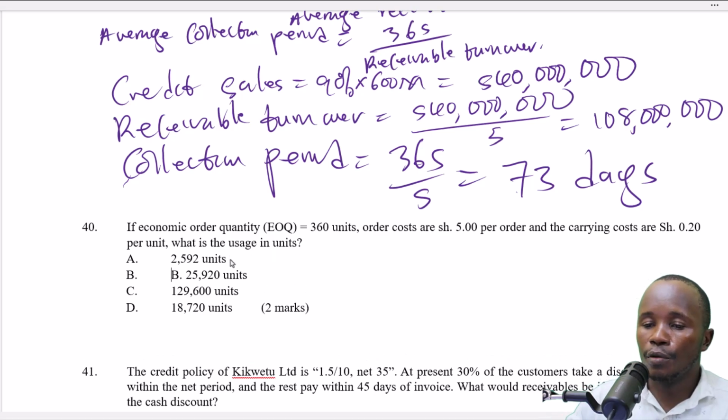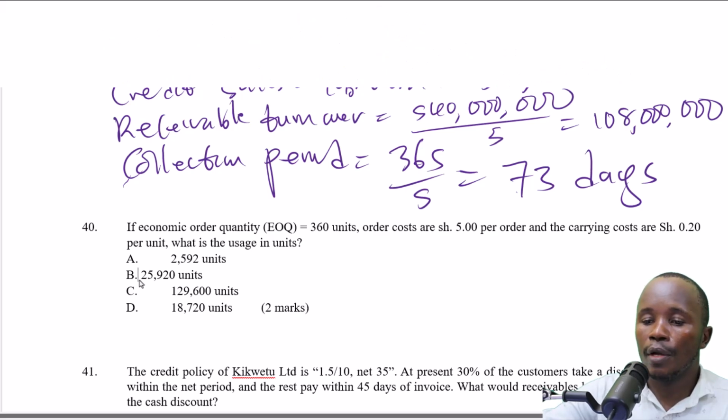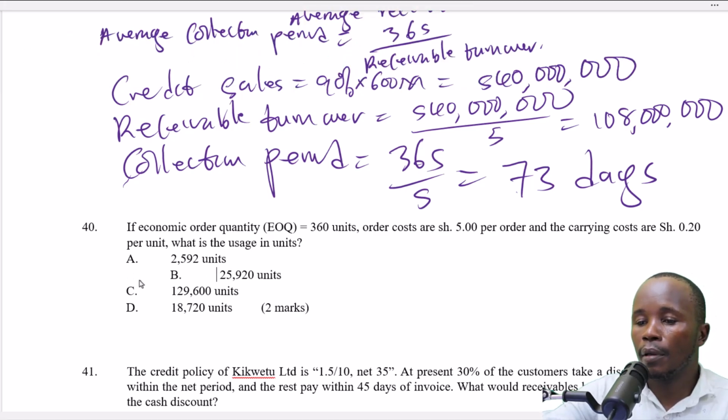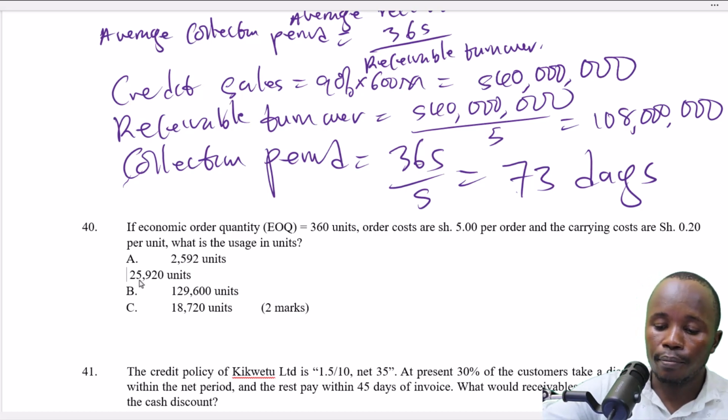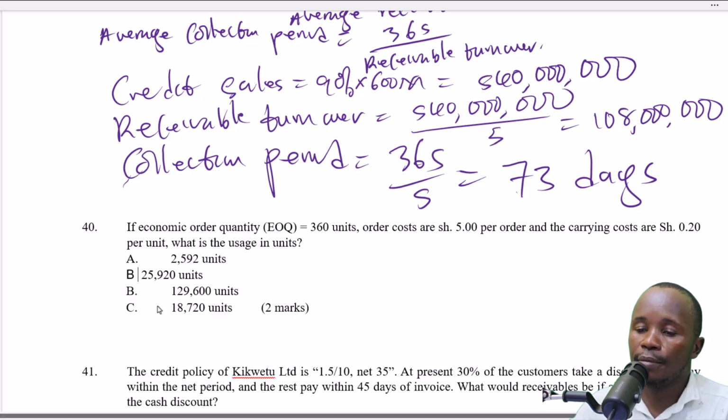Finally, we want to look at question number 40, where you are told, this is B, that if economic order quantity is equal to 360 units, order cost is shillings 5 per order, and the carrying cost is 0.2 per unit. What is the usage? In other words, you ask, what is the demand?